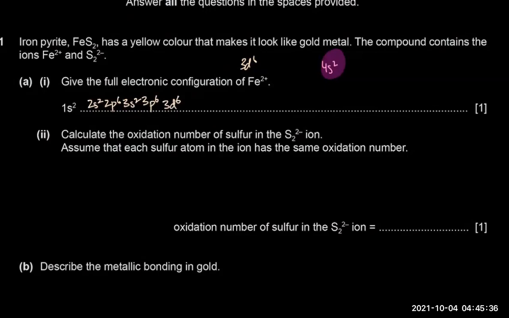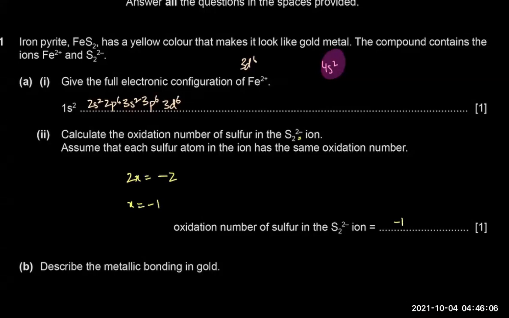Calculate the oxidation number of sulfur in the S2 2- ion. What's the average oxidation number of sulfur? भाई दो sulfur atom है और उनका overall oxidation number -2 because that's the charge, right? So that means each sulfur atom has an oxidation number of -1. So that's just -1.